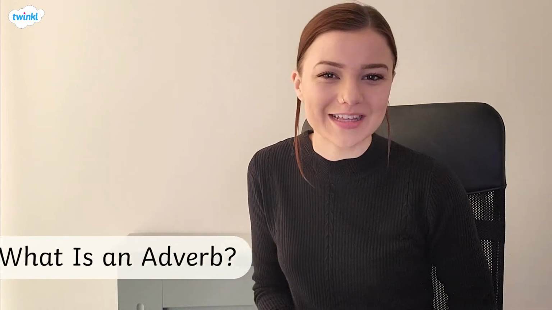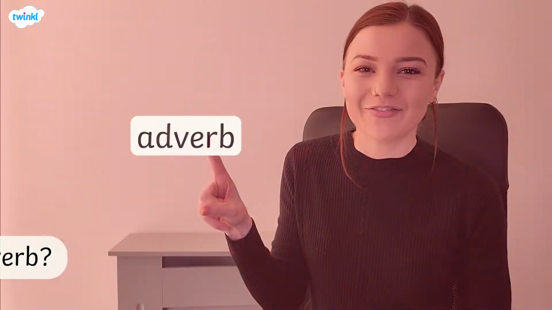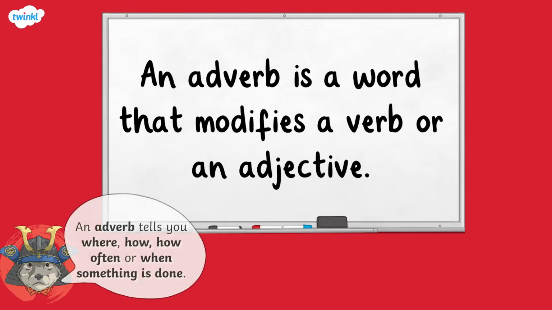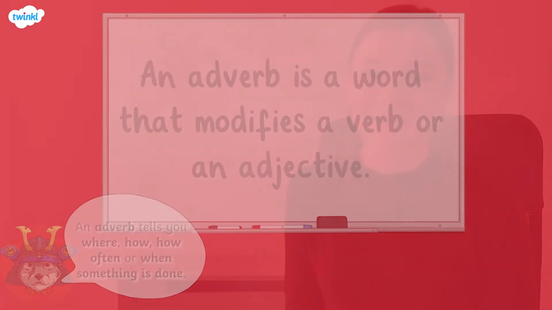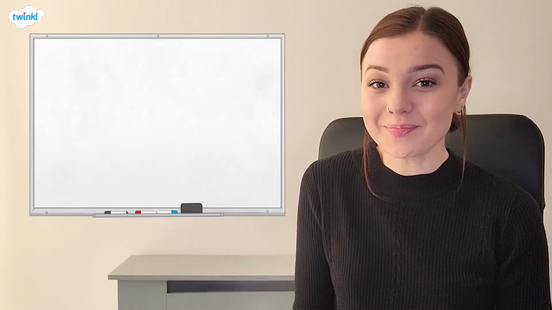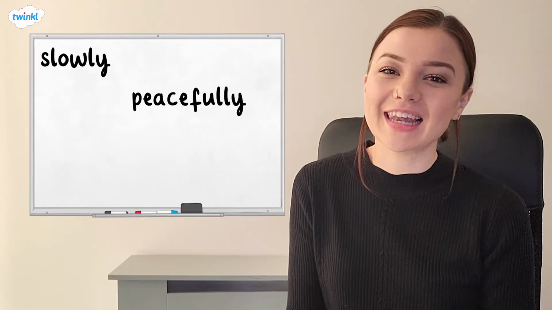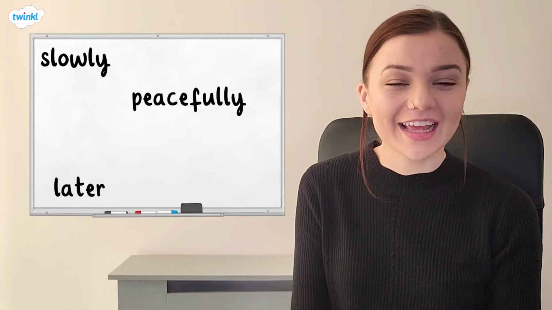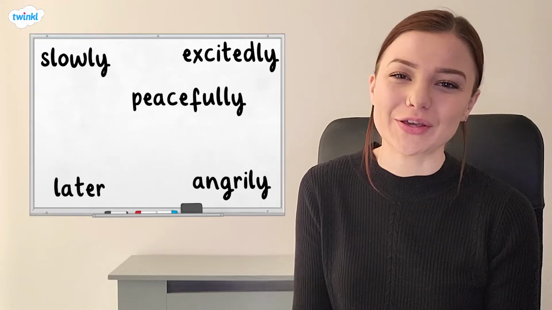In this video, we're going to be looking at the word class adverb. An adverb is a word that modifies a verb or an adjective. It tells you where, how often, or when something is done. Let's take a look at some examples of some adverbs. Slowly, peacefully, later, angrily, excitedly, and soon.